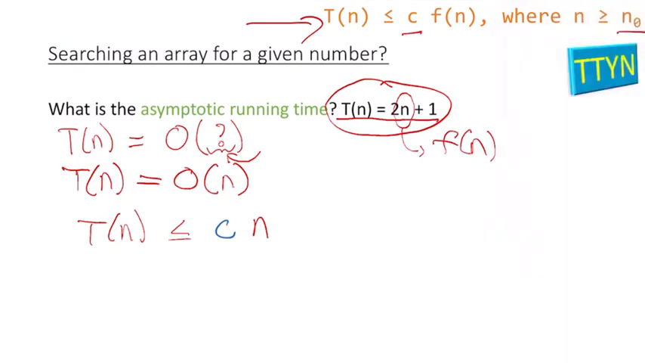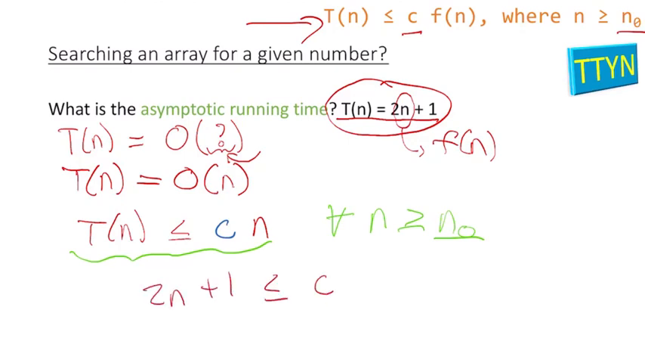I'll use a little bit of shortcut notation here. We'll say for all values of n greater than or equal to n naught. So we're saying that this inequality holds as long as n is greater than some value n naught. We'll see that factor into a few examples, but it doesn't always matter that much. Okay, so what's T of n? T of n is 2n plus 1, and we want to say that's less than c times n for all values of n greater than or equal to n naught.